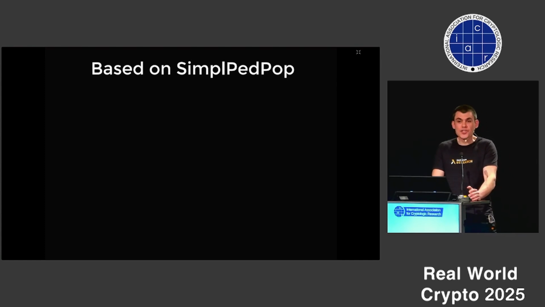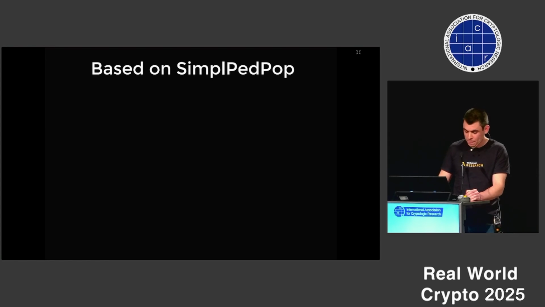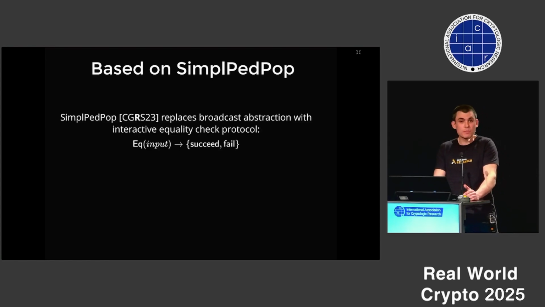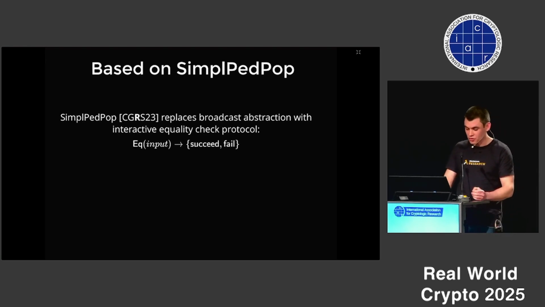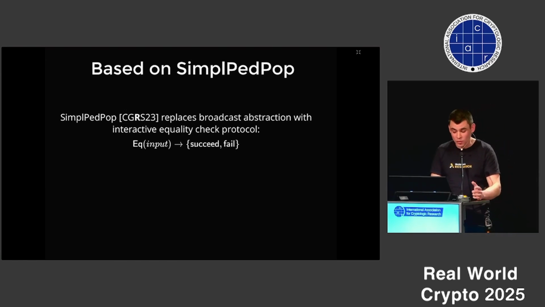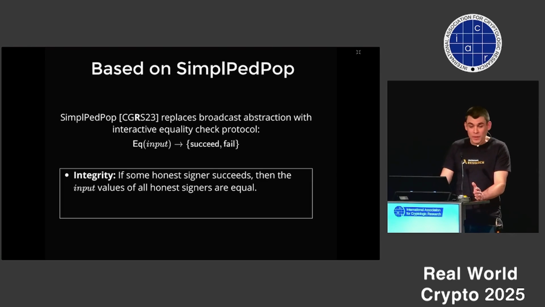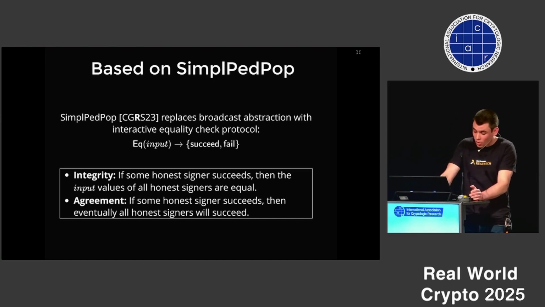The design of ChillDKG is based on simple PET-POP, which is a variant of the original PET-POP protocol. One main difference is that simple PET-POP replaces the broadcast abstraction used in PET-POP with an interactive equality check protocol, EQ. The EQ protocol takes some input and either succeeds or fails. Simple PET-POP requires two properties from EQ, which I state informally here. Integrity: if some honest signer succeeds, then the input values of all honest signers are equal. And agreement: if some honest signer succeeds, then eventually all honest signers will succeed.